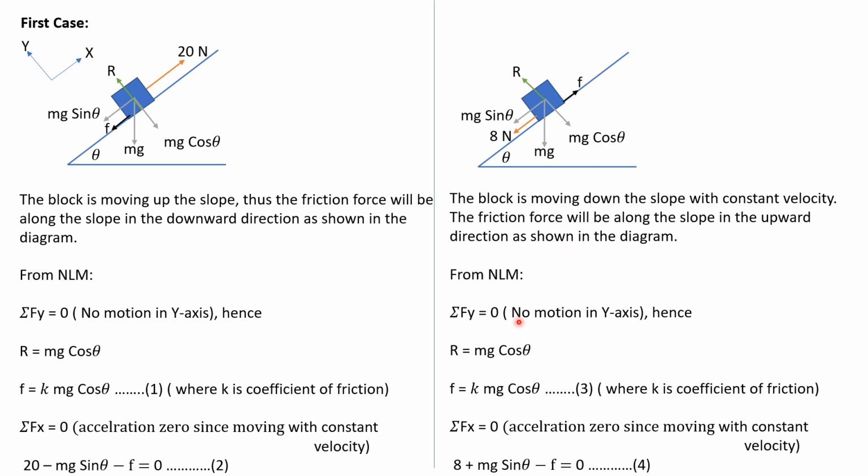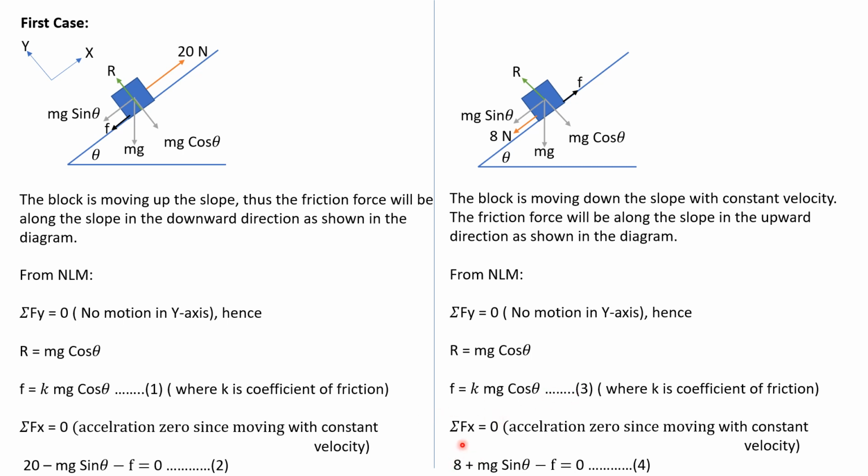So we will again apply Newton's laws for this condition. Summation of Fy is equal to 0, no acceleration or movement in this direction. So R is equal to mg cos theta, and f is equal to k into mg cos theta. This is equation 3. From equation 3 and equation 1, you can see that the magnitude of the friction force is equal when it was being pulled up or when it is coming down. So friction force is the same.